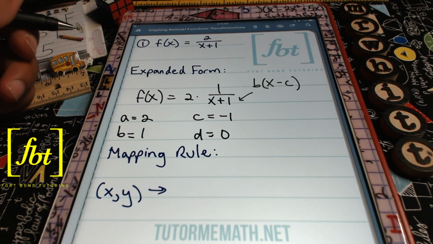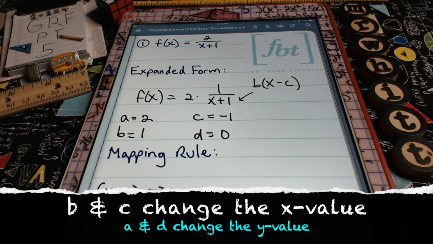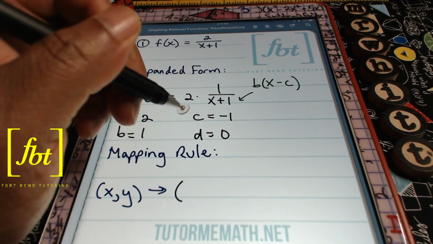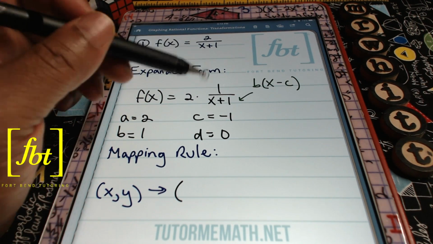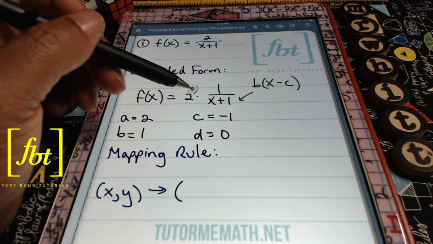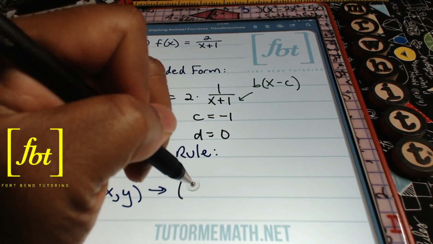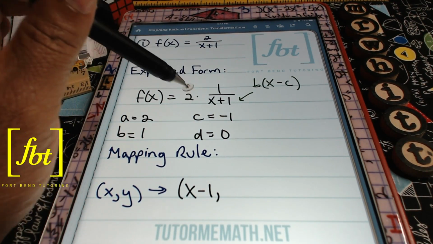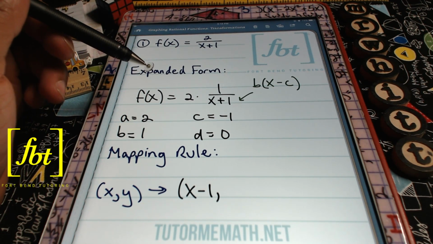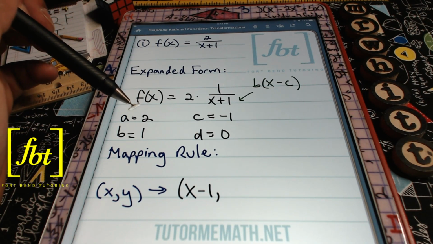So most importantly now, we'll be able to write a mapping rule that we can use to transform our original parent function into the rational function that was given to us in problem number 1. As far as our x values are concerned, we will be subtracting 1 for every x based on our c value, which coincides with the horizontal shift. So based on our c value, we'll take our parent function and subtract 1 for every x in that original xy chart.